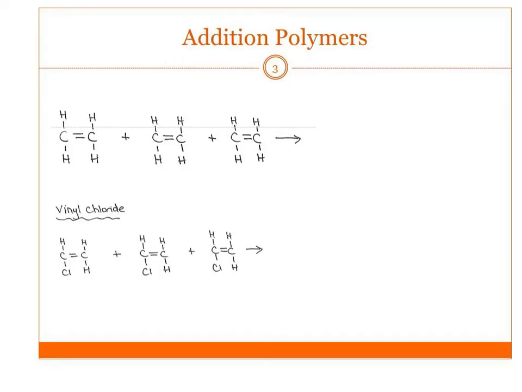Addition polymers are polymers with alkene monomers, so the monomers have a double bond in them. And these monomers that have double bonds in them are joined together through multiple addition reactions. So the double bonds become single bonds when the monomers are linked together. So if we have a monomer of ethene, the electrons from each double bond are going to be used to link that monomer to the adjacent monomer.